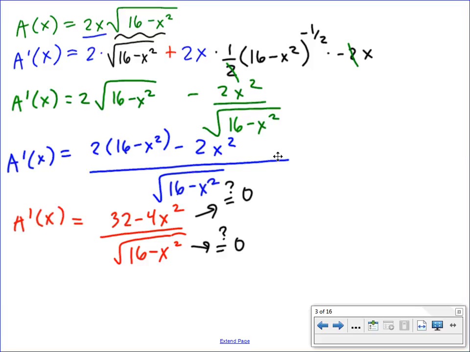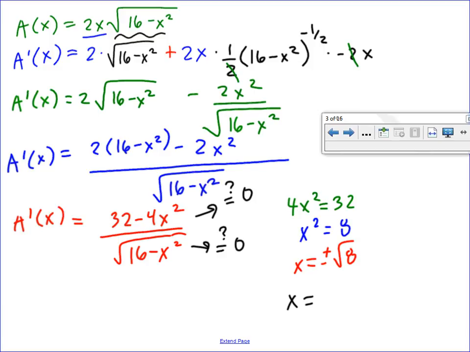Those are the values of x for which A prime would equal 0 or be undefined, respectively. So are there any values of x that make A prime equal 0? Well, certainly. It looks like 4x squared equals 32. So x squared equals 8. So x equals plus and minus square root of 8, and x equals plus or minus 2 root 2.